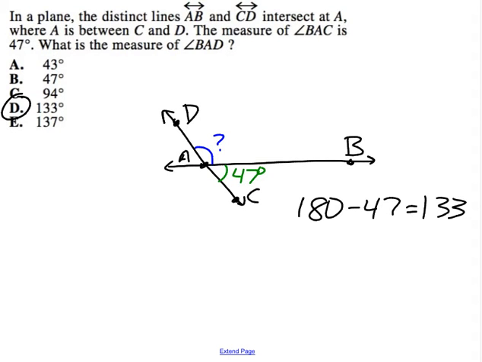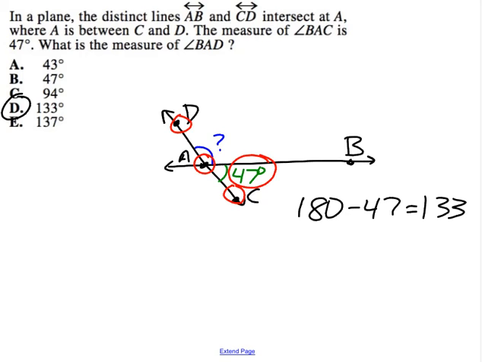Last one, you actually have to draw this. There's a lot going on. It says line AB and CD intersect at A, so I had to draw that point on my line to be intersecting, so it's on both lines. It also says A is between C and D. So here's D and C. So A is between C and D, aka collinear, they're on the same line. Then it says BAC is 47.